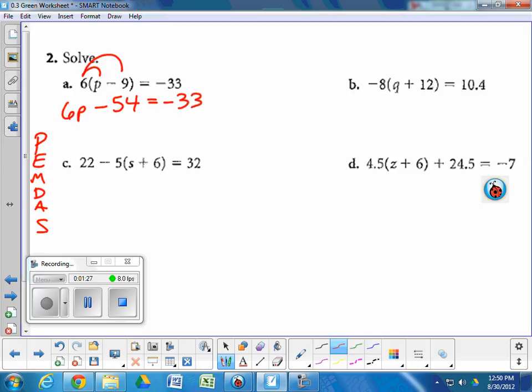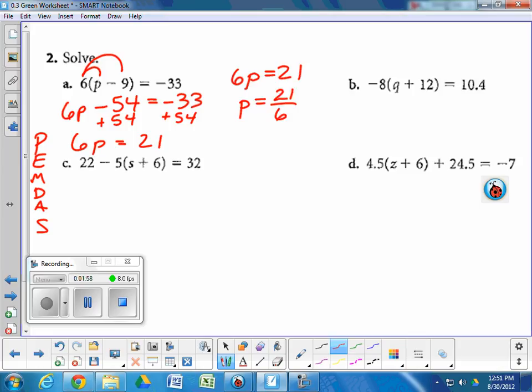All right? You're going to go backwards to SADMET. So you want to take care of what's subtracted first and then take care of the multiplication. You do everything backwards. So I'm going to add 54 to both sides. Then you get 6p equals 21. And that's when you say, darn it, 21 is not divisible by 6. You're going to get an annoying answer. It's going to be a decimal, but decimals are people too. So 6p equals 21. We divide both sides by 6, and you get 21/6.